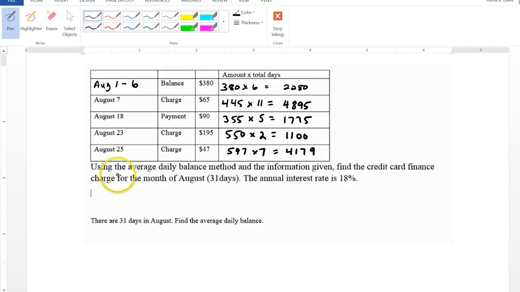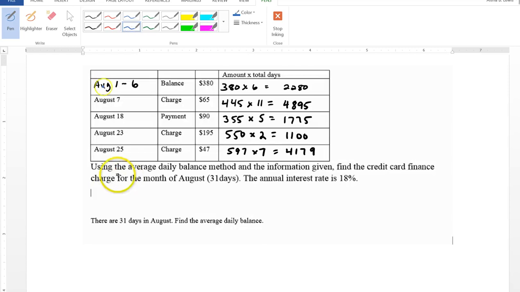Using the average daily balance method and the information given in the chart, we're going to find the credit finance charge for the month of August, which has 31 days, and the annual interest rate that is given is 18%. So I've already started the chart just for time. I'm going to explain the parts that have been already completed.